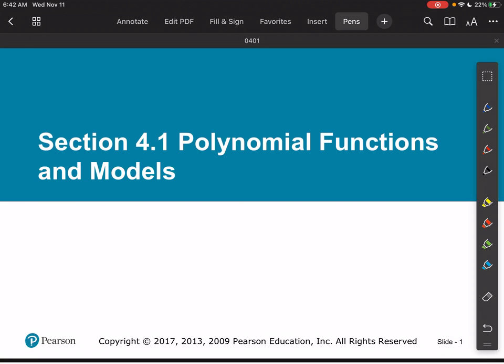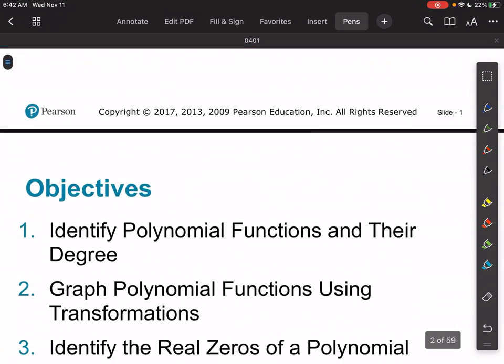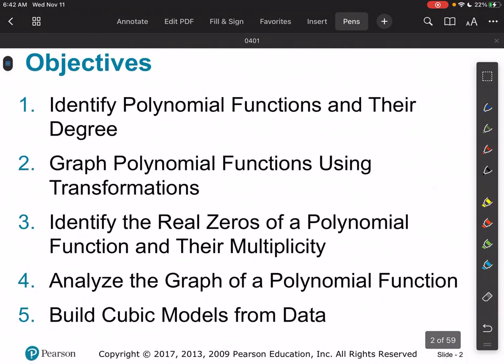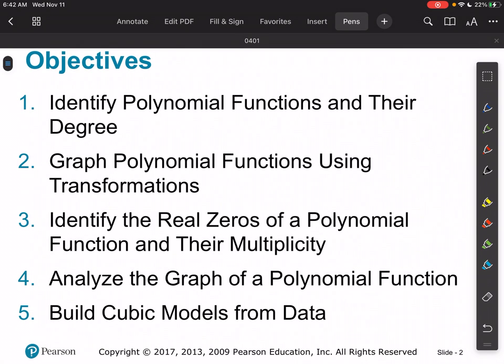We're moving into section 4 now, 4.1, polynomial functions and models. So hey guys, this is probably going to be a two-part lesson because this is pretty heavy and there's a lot here. But some objectives we're looking at getting to the bottom of by the end of this are identifying polynomial functions and their degrees, graphing those functions using transformations, identifying the zeros of a polynomial function and their multiplicities, and analyzing the graph of a polynomial function, and then we're going to end with building cubic models from data. Alright, so a lot to get to.